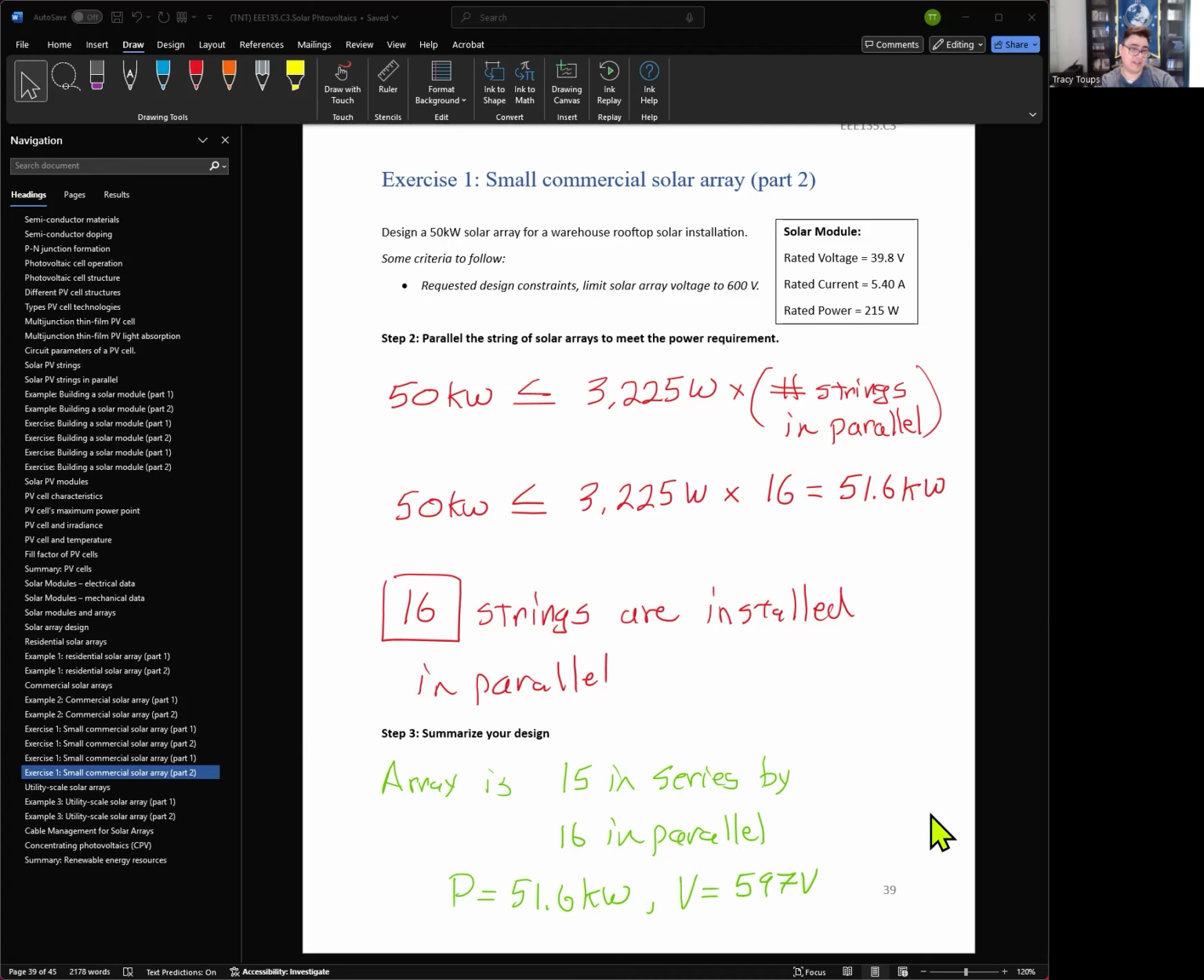And then you can send it to the inverter and the rest of the system. So 15 times 16 is 240 solar modules purchased in total. Okay. So that's a small design, a quick rough estimate of what you would do.